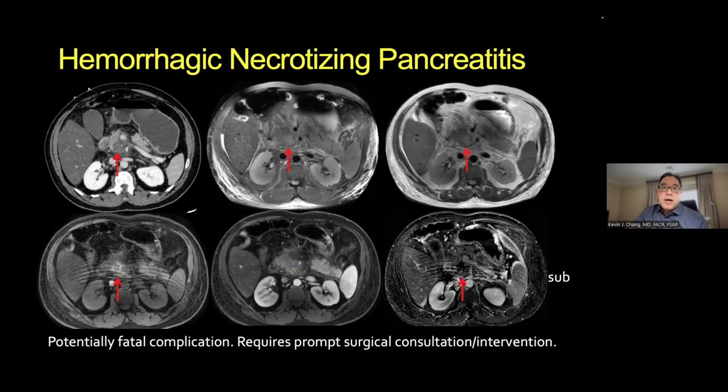And keep in mind that hemorrhagic pancreatitis is a more urgent finding than other cases of pancreatitis because the theory behind the hemorrhage is that it's thought to be related to vessel erosion. So the finding of hemorrhagic necrotizing pancreatitis should prompt surgical consultation and possible intervention.